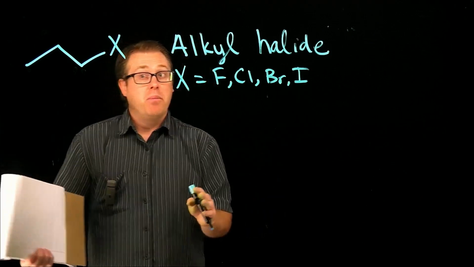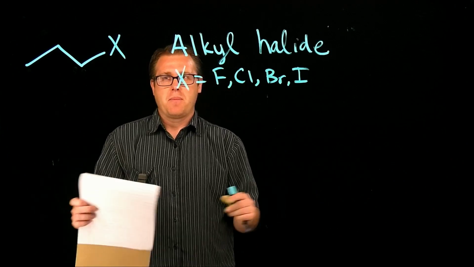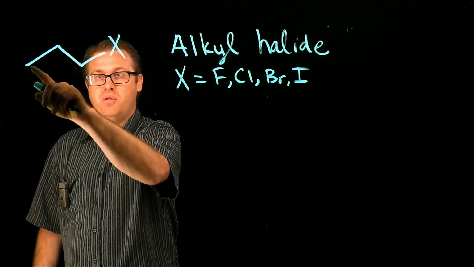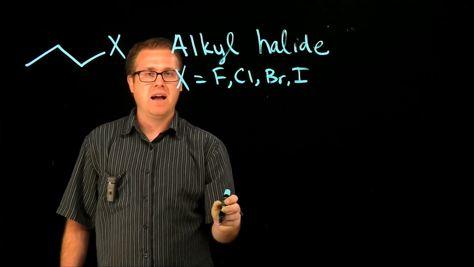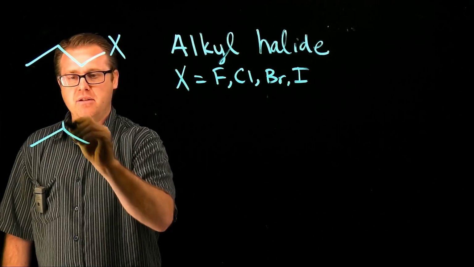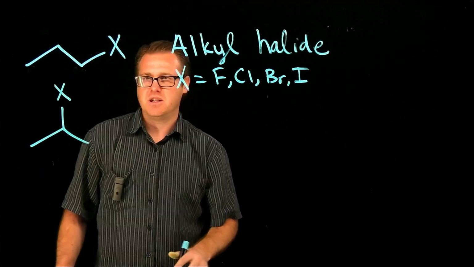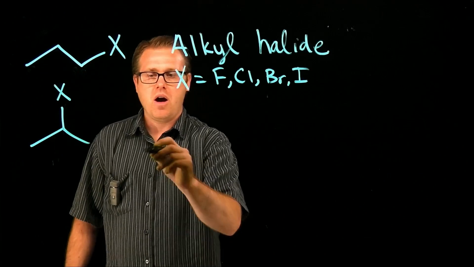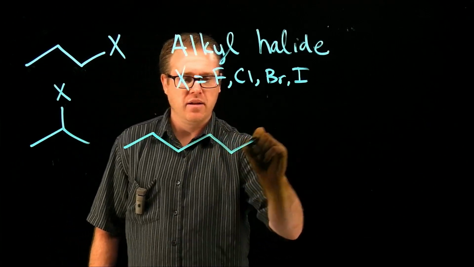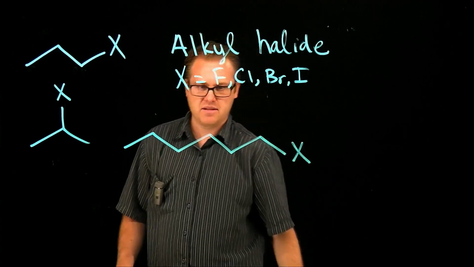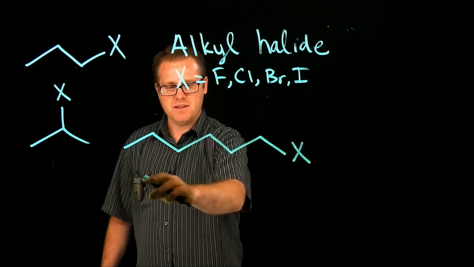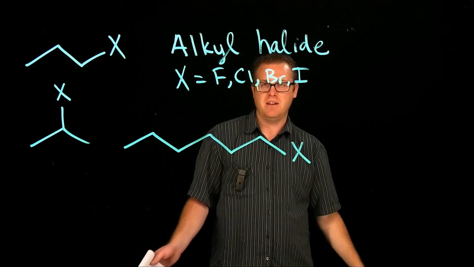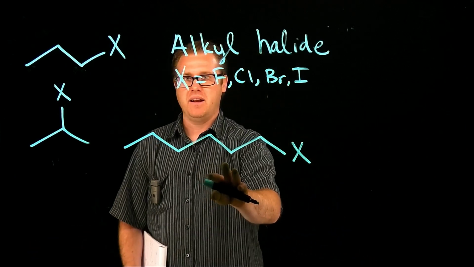Now, there are millions and millions of molecules, and an alkyl halide doesn't just look like 1, 2, 3. An alkyl halide could be something that looks like this. Do you see how I put the X on the middle carbon instead of the N carbon? I could even have something that looks like this. Look at that carbon chain. How many carbons is that? 1, 2, 3, 4, 5, 6. A 6 carbon chain. That is also an alkyl halide.